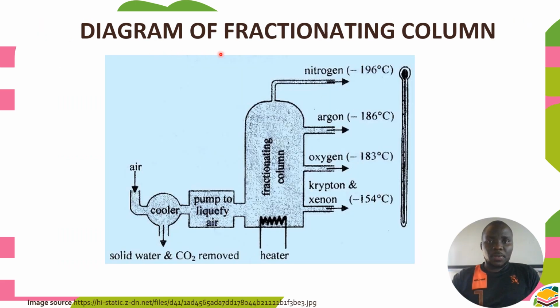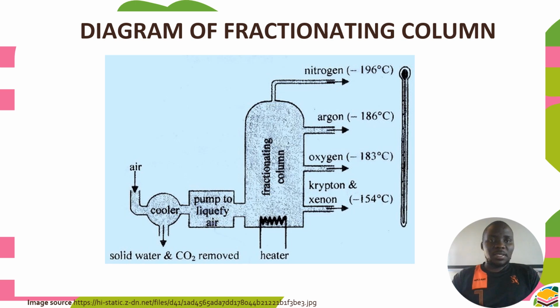Diagram of the fractionating column, the fractional distillation section. It is known as a fractionating column, like this one. We use it to separate gases or components of air based on their boiling point. The thermometer which I was talking about is this one. So you'll be able to detect and know that at this temperature I'll be able to collect xenon, at this one I'll be able to collect oxygen, and at this one nitrogen.